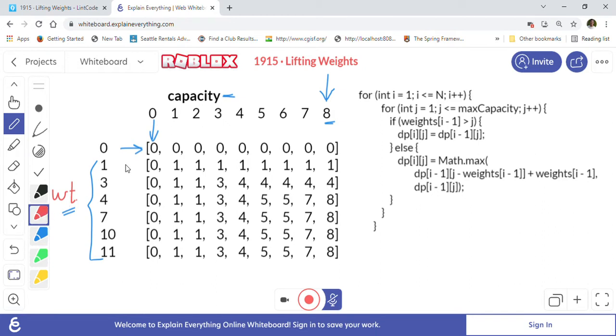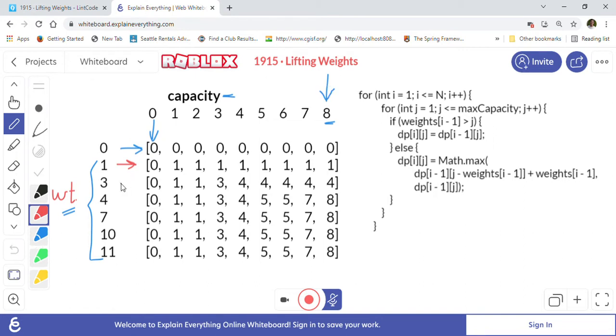second row, which is where 1 is the weight given to us, right? So if we have 1 pound of weight and our capacity is 0, then we put 0, because our capacity is 0 to lift. Now if our capacity is 1, we will put 1, we can lift the 1 pound. Now if our capacity is 2, we can still lift the 1 pound, right? So everywhere we will put 1 here, because the capacity is more than 1. So we will put 1 in this row. Now we are done with this row.